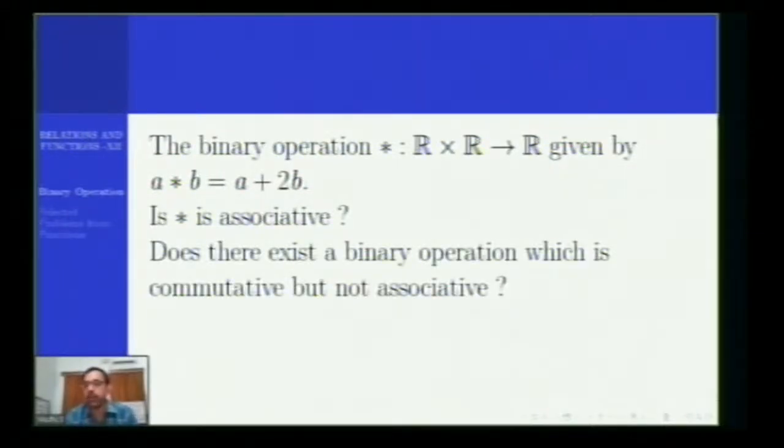Think of a binary operation which is commutative but not associative. Anyway, since time is very less, I will give the answer. You try this one: A star B equal to 1 plus AB. Check whether it is commutative. Check whether it is associative also.